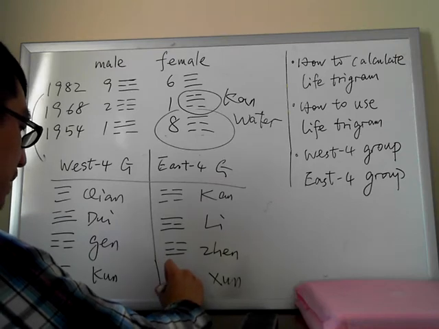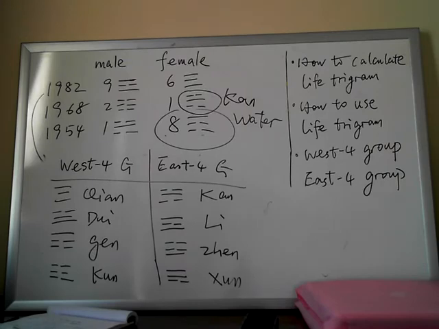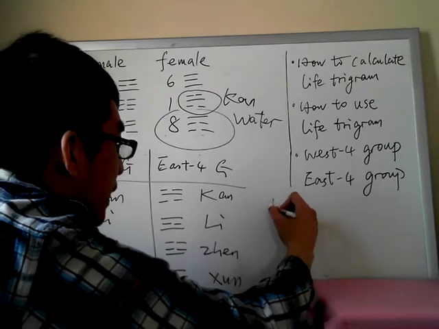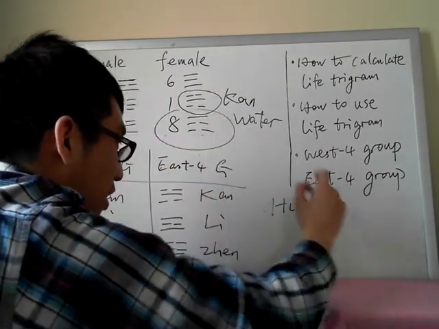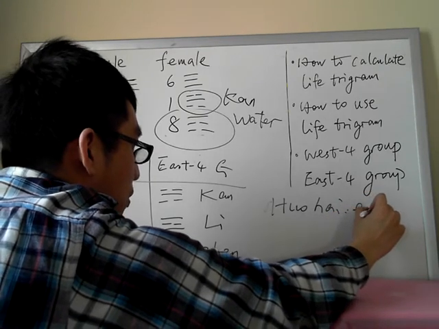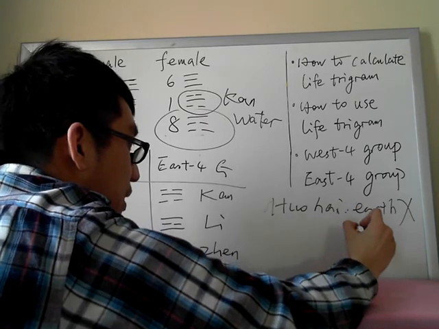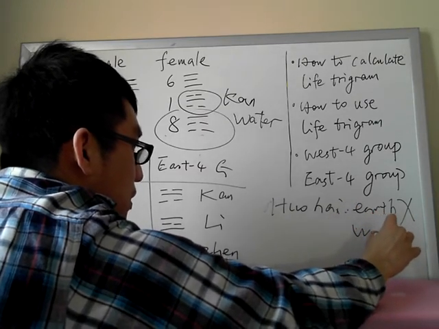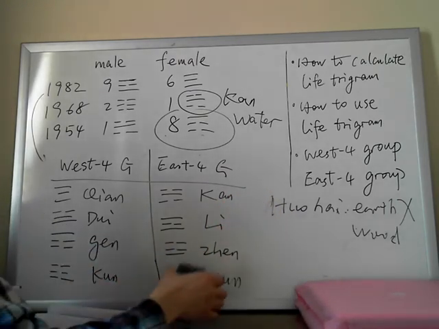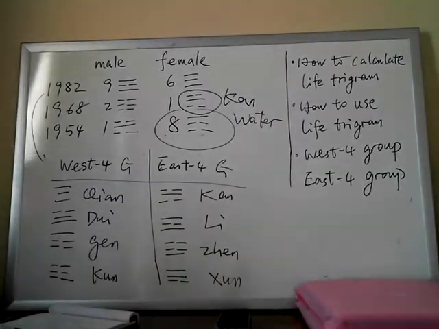Oh, by the way, I made a mistake in the previous video. Huohai is not an earth element, this is wrong. Huohai is wood. Let's do wood element. Just a quick note. Okay, back here.